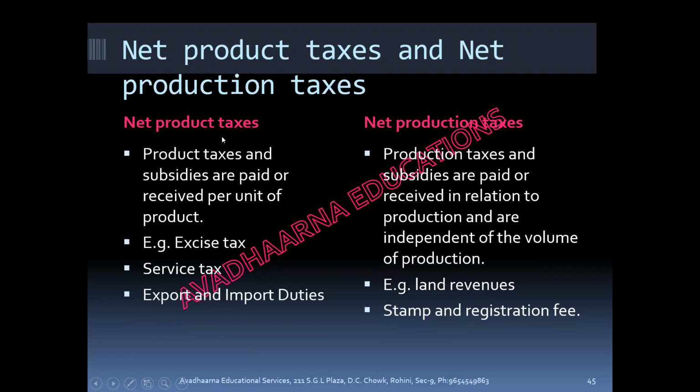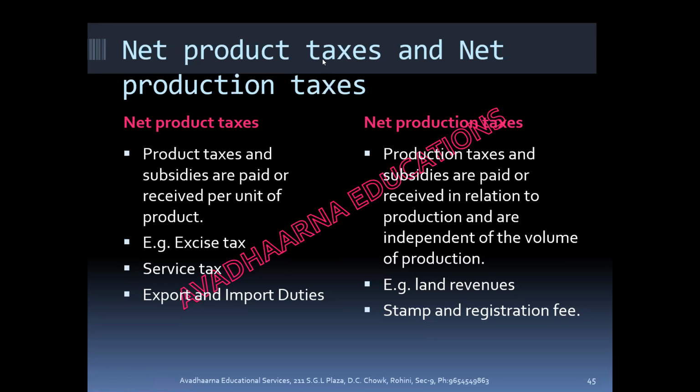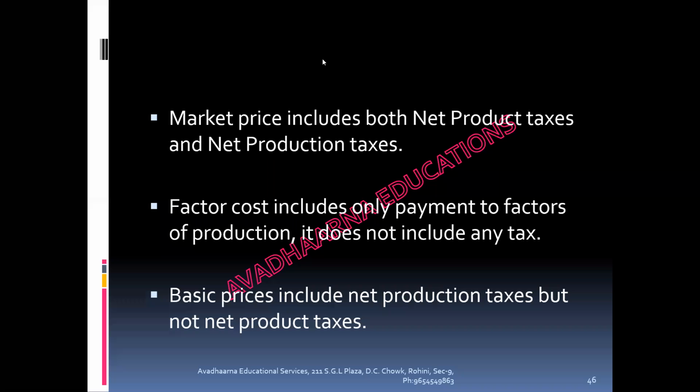बेटा प्रोडक्ट टैक्स जो होते हैं वो पर यूनिट प्रोडक्ट के हिसाब से चार्ज होते हैं, लेकिन प्रोडक्शन टैक्सेस यूनिट्स पे डिपेंडेंट नहीं होते. They are charged in lump sum, fine, and they are independent of the volume of production. I hope that the difference between net product tax and net production tax is clear to everyone.